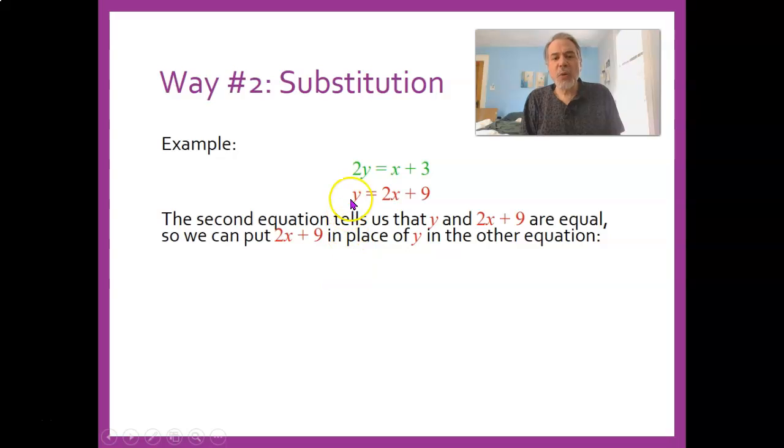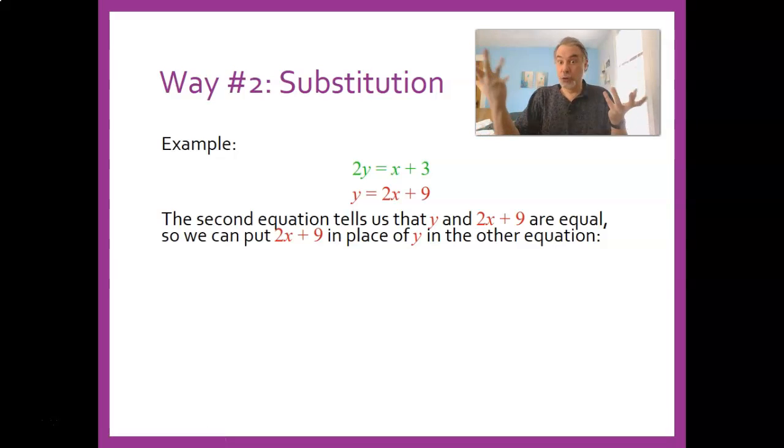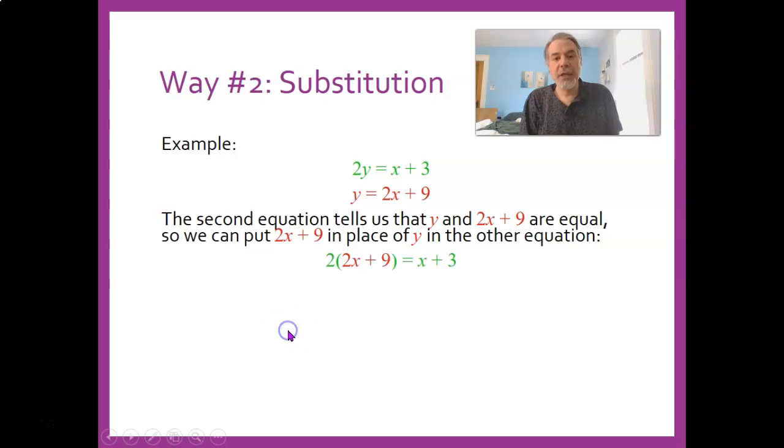Well, the second equation tells us that y and 2x plus 9 are equal to one another. They represent the same thing. So that means that we can put 2x plus 9 in place of y in that other equation. Whatever it's telling us about y, that same thing should be true about 2x plus 9. So when we make that substitution, 2x plus 9 goes in for y.